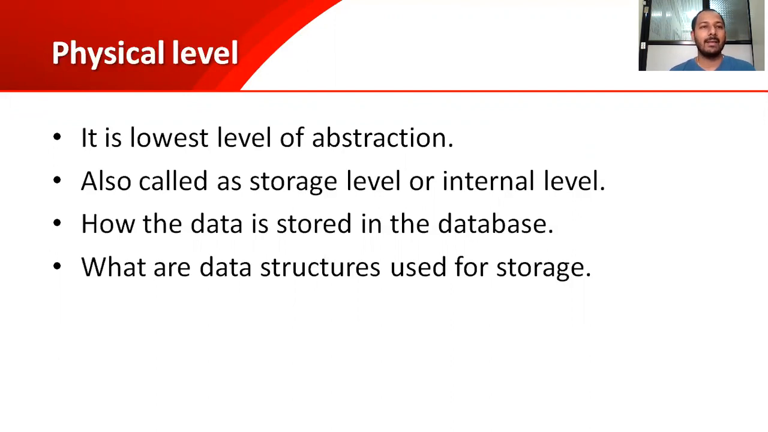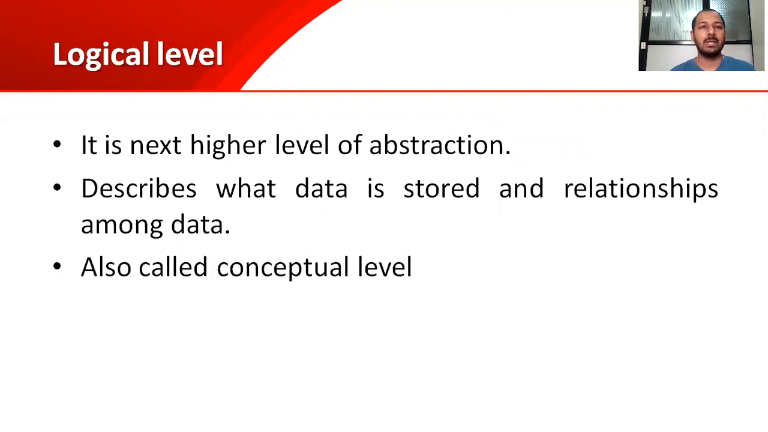Let us go to the next level, that is logical level. It is the next higher level of abstraction. It describes what data is stored and the relationship among the data. Now we have to understand what is meant by relation. Suppose we have two different tables. One table is containing the serial number, roll number, and name of the student, and another table is containing roll number and marks of the student. Now both of these tables have some relation.